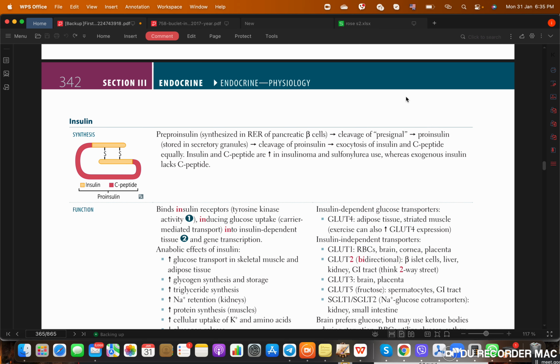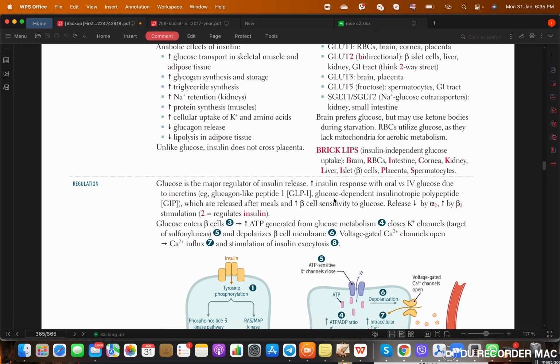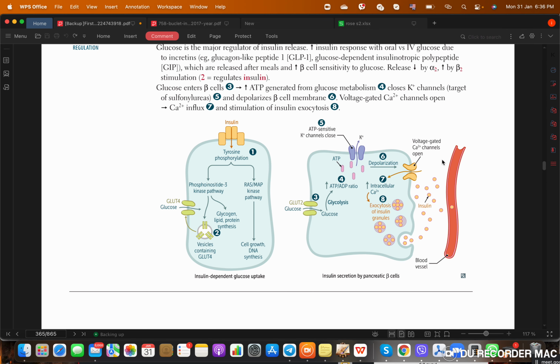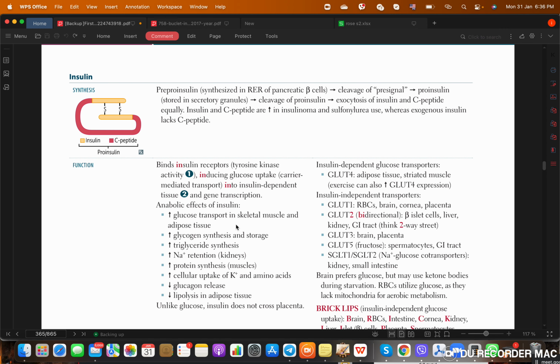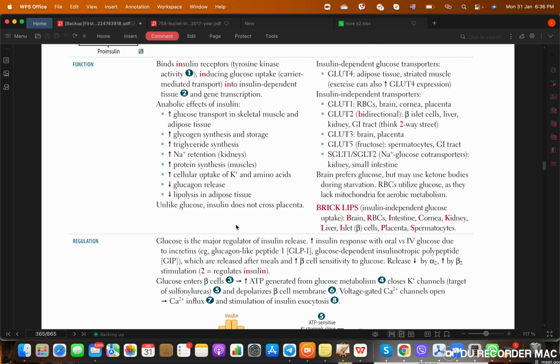Okay? So cleavage of the proinsulin and then exocytosis of insulin and the C-peptide equally. Insulin and C-peptide are increased in case of insulinoma and also sulfonylurea use. This is a drug. I will be explaining its mechanism of action today. Whereas exogenous insulin lacks the C-peptide, which makes you able to detect a patient who lies.